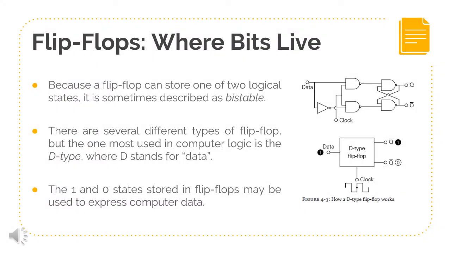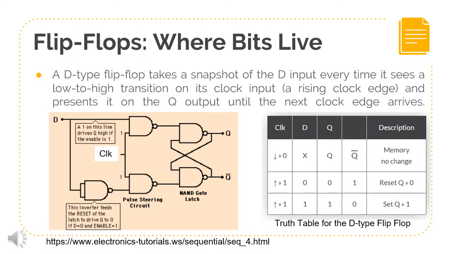Because a flip-flop can store one of two logical states, it is sometimes described as bistable. There are several different types of flip-flop, but the one most used in computer logic is the D-type, where D stands for data. The ones and zeros states stored in flip-flops may be used to express computer data. A D-type flip-flop takes a snapshot of the D input every time it sees a low to high transition on its clock input, a rising clock edge, and presents it on the Q output until the next clock edge arrives.